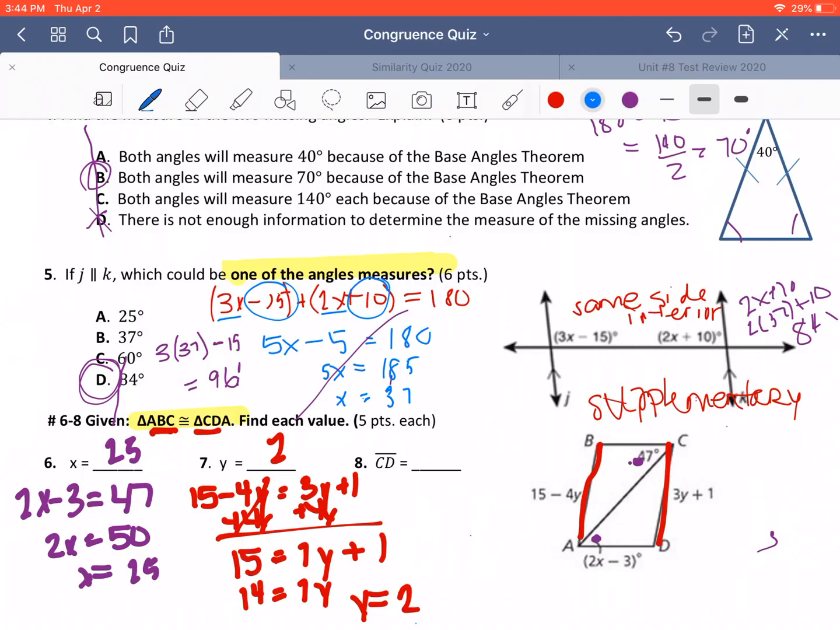Okay. And if we look on number 8, it says find each value. And one thing that a lot of people did was they told me side CD, or line segment CD, was congruent to line segment AB. That is incorrect. It didn't say to write the corresponding parts. It said to actually find the value. So I'm trying to find what is the length of CD. Well, I found that Y is 2, so I can plug in 2 for Y. So 3 times 2 plus 1. So 6 plus 1 is 7.